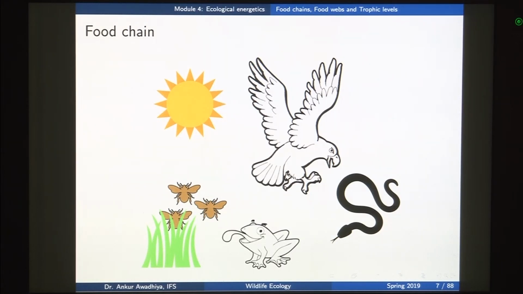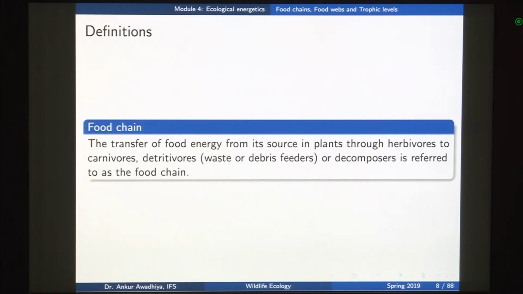Now, in the case of ecology, we are going to study this food chain in greater detail and also understand what are the kinds of nuances that we observe in different food chains and food webs. So, let us begin by defining what a food chain is. The transfer of food energy from its source in plants through herbivores to carnivores, detritivores or decomposers is referred to as the food chain. So, detritivores are waste or debris feeders, and the food chain has primarily got to do with the transfer of food energy.